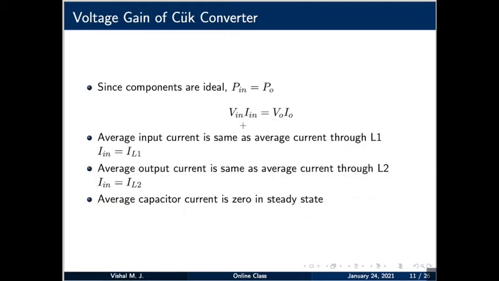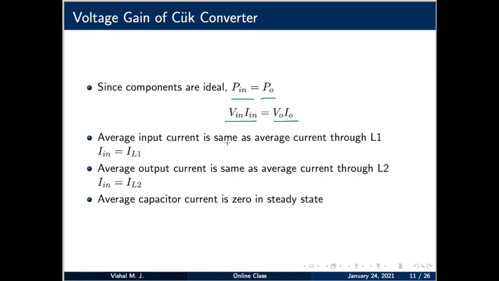Now, let us try to derive the voltage gain of the Cuk converter. The components are ideal, which is the fifth assumption we made. So, input power is equal to output power, there is no losses. This is just an assumption. In reality, there will be some amount of losses. So, Vin into IN, input voltage into input current, is equal to output voltage into output current.